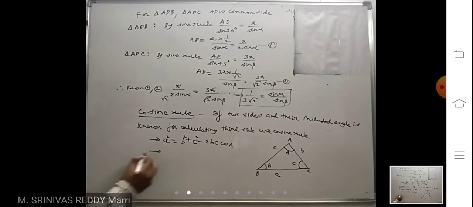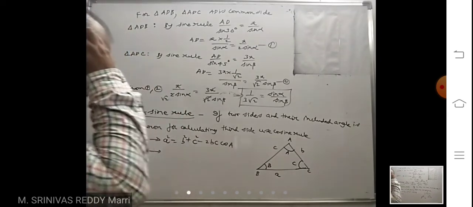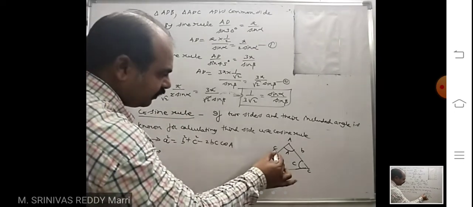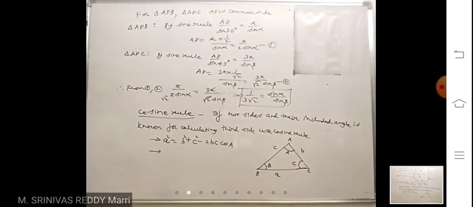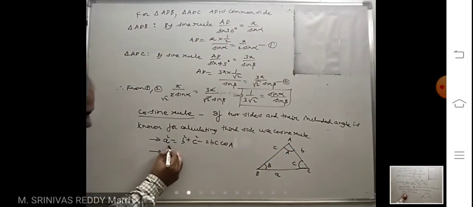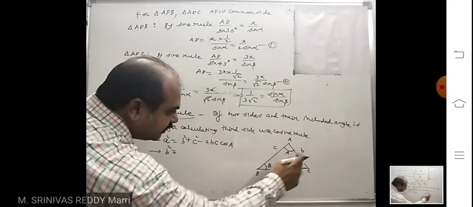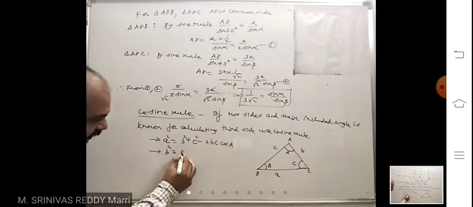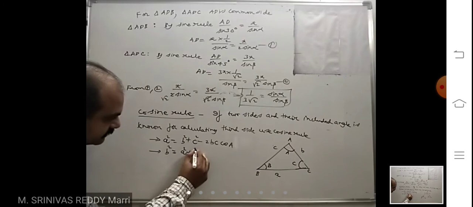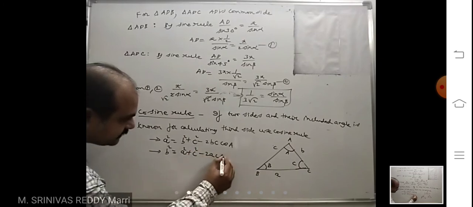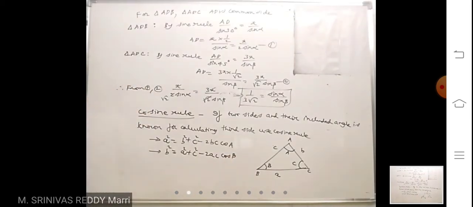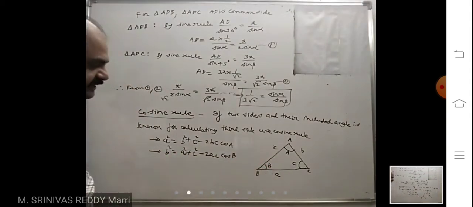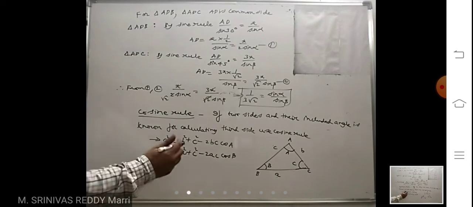Now look at the next one. Suppose you know side C and side A, and in between them angle B is known. If you want to calculate B, then B square equals A square plus C square minus 2AC into cos of the angle between them. B can be calculated if A, C are known and angle B is known.